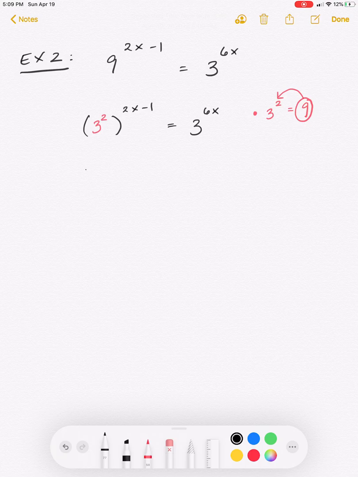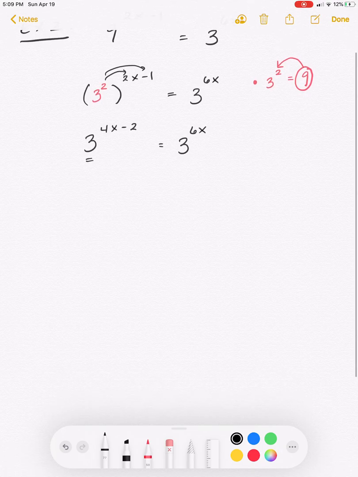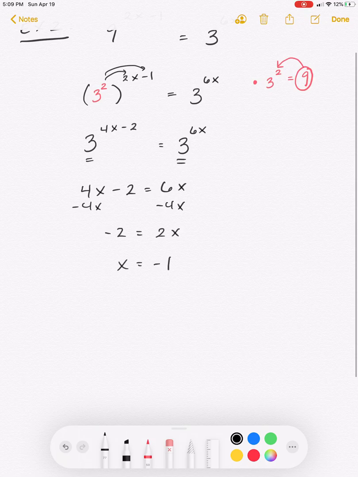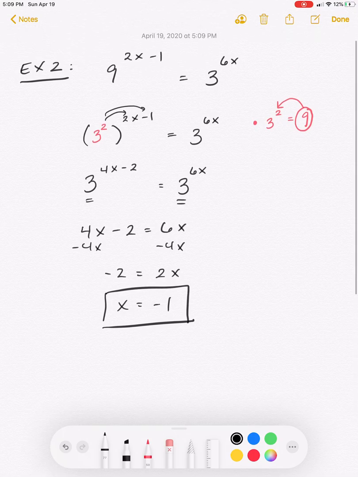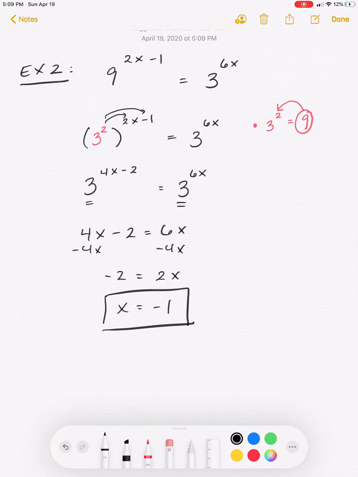And so now we've got base 3 to the 4x minus 2 power. Again, I am distributing, and that equals 3 to the 6x. Now I got same bases, so I can set my exponents equal to each other. Let's go ahead and start solving this little linear equation. I divide both sides by 2, and I get x equals -1. So hopefully you got that question right. Okay, you check it at the answer scrambled.